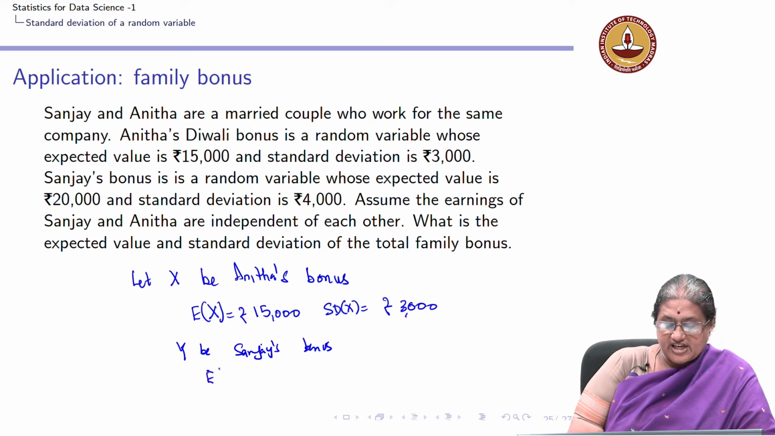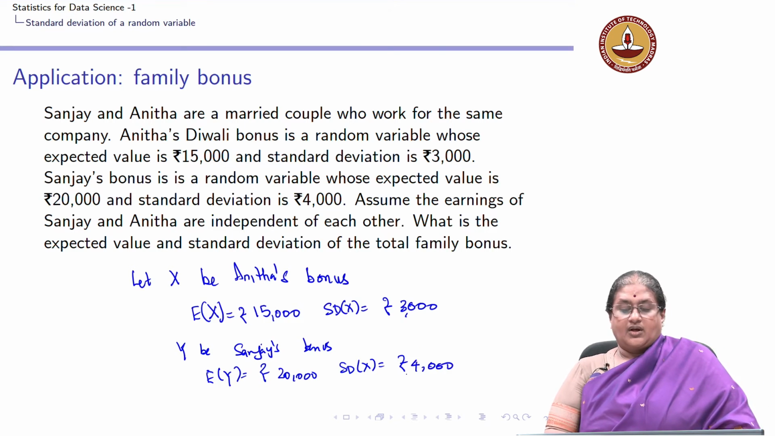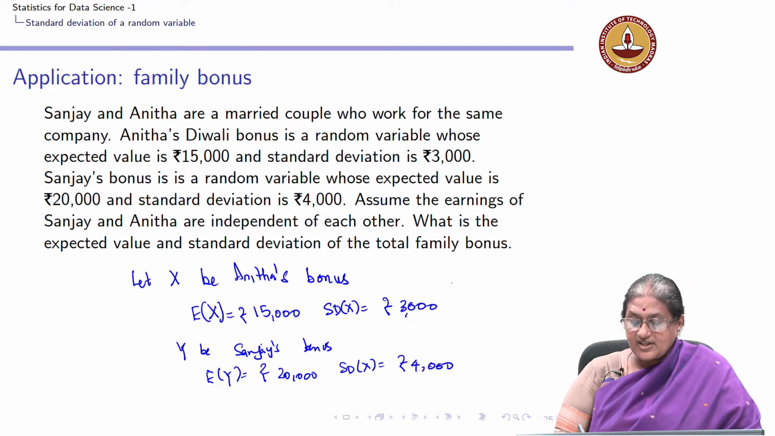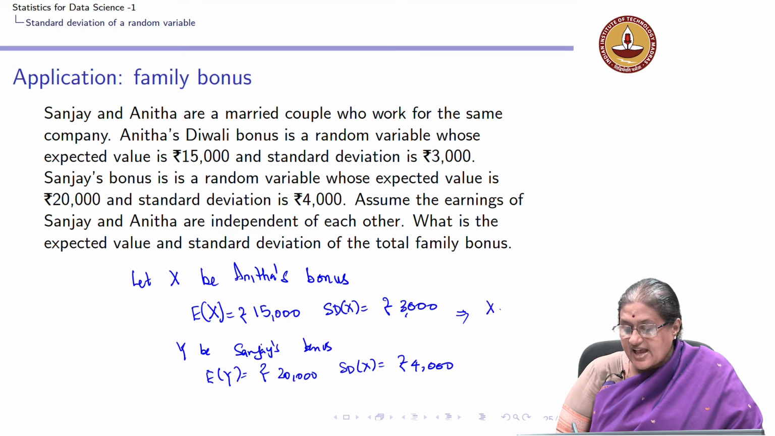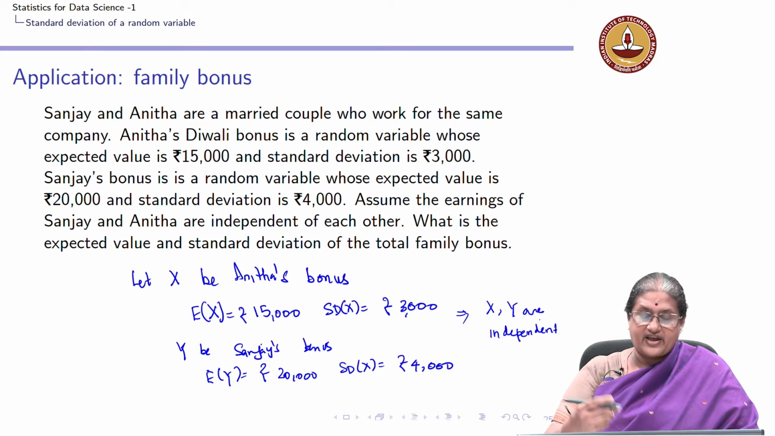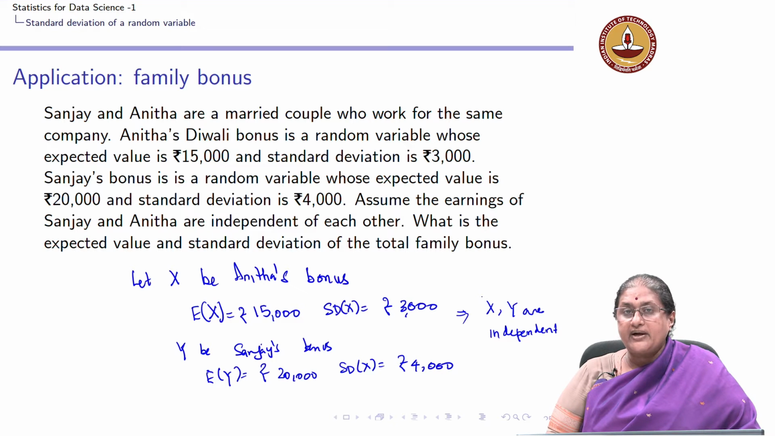What is given to us is expectation of y is 20,000 and standard deviation, again in the same units, 4,000 rupees. Again, I am assuming earnings of Sanjay and Anita are independent of each other. This implies that x and y are independent random variables. If I have the bonus, they are independent of each other. Hence, x and y are independent random variables.